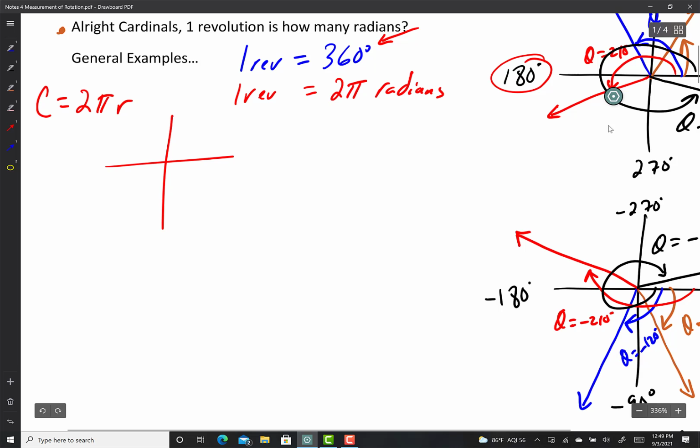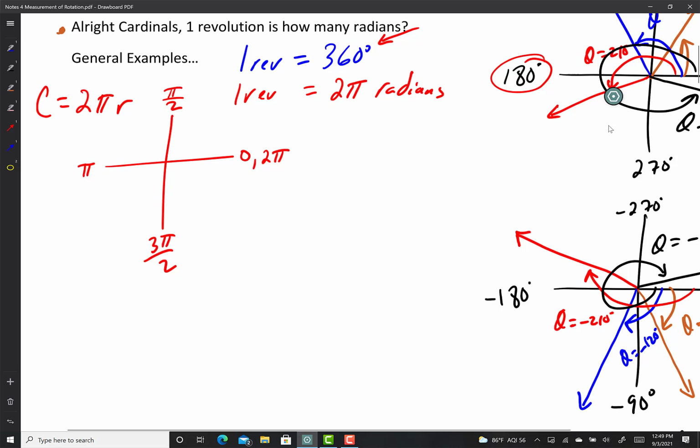All right, so here we go. Let me label these axes with radians, 0. And then this is a quarter of 2 pi. So that's going to be pi over 2. There's going to be pi, because that's half of a revolution. So half of 2 pi is pi. There's going to be 3 pi over 2. And then 1 full revolution is 2 pi.